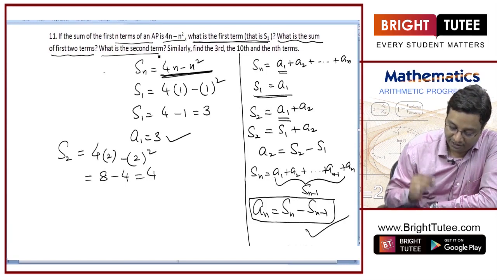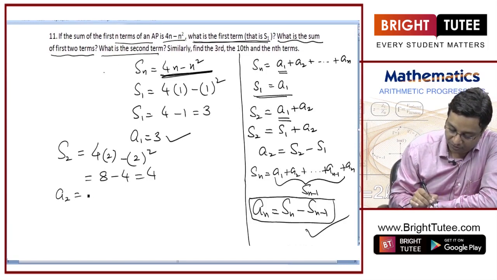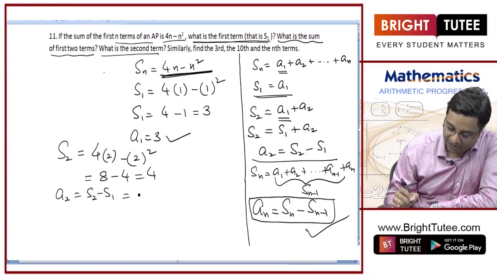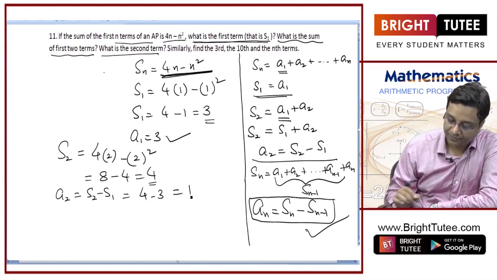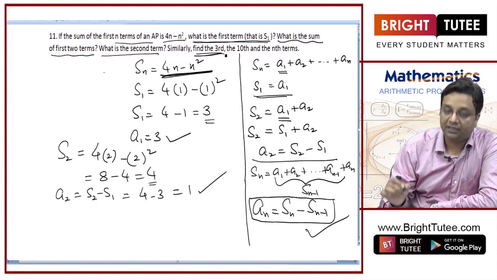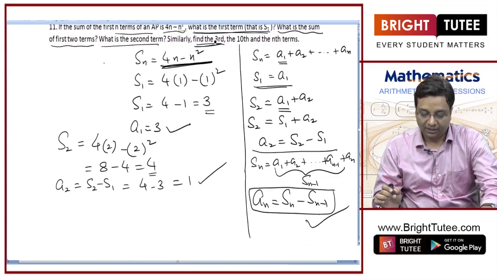Now what is the second term? Second term will be A2, which is equal to S2 minus S1, right? So S2 is equal to 4, S1 is equal to 3, so A2 is equal to 1, right? So this is our second term. Similarly, find the third term. What will be the third term?